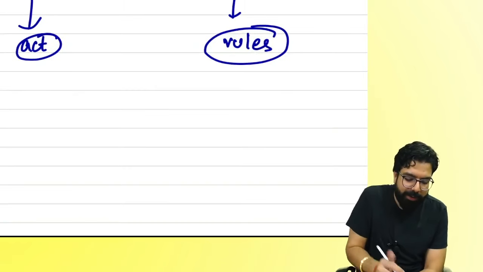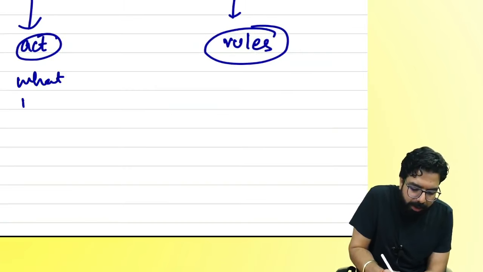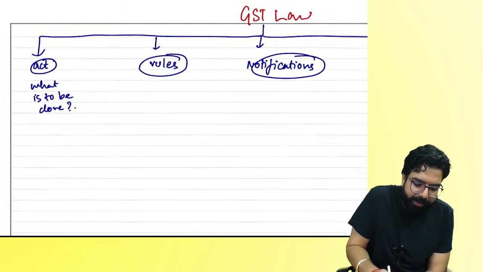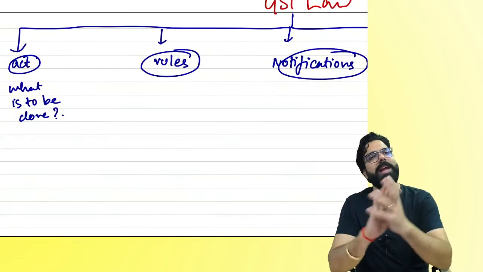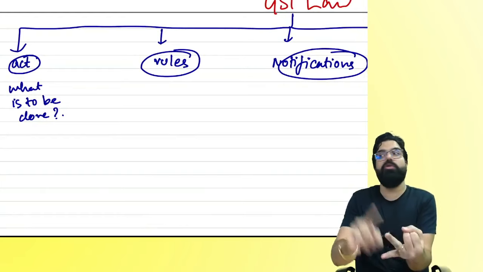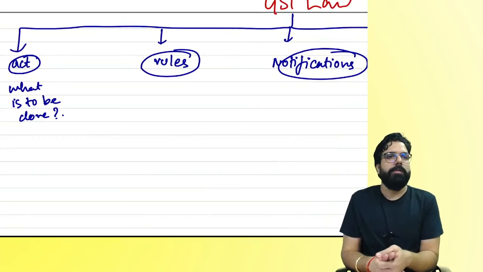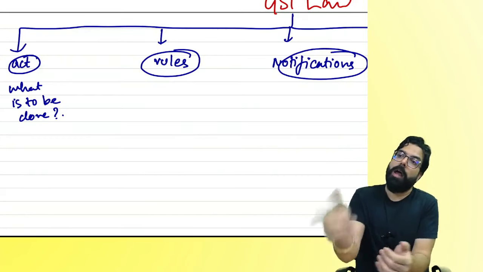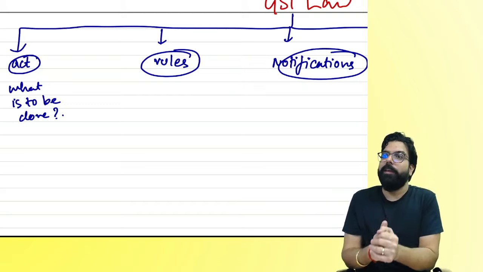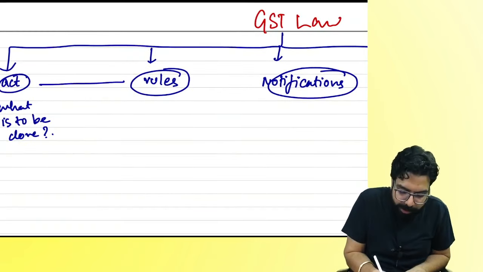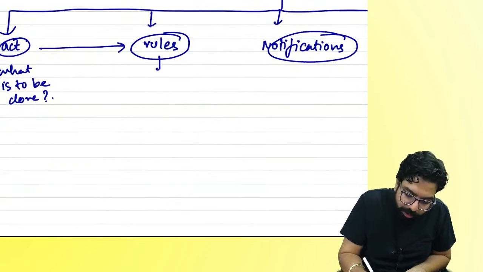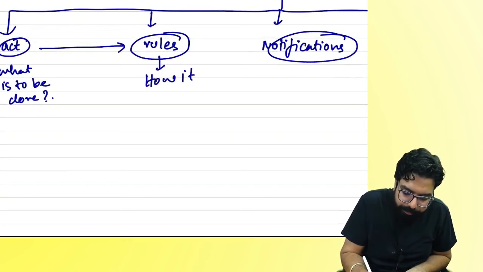An act always tells you what is to be done. For example, sir, I crossed 40 lakh. When you cross 40 lakh, you should take registration. Who told you? The act. Sir, okay, I have to take registration. How to take? The act will not tell you. That will be told by the rules.